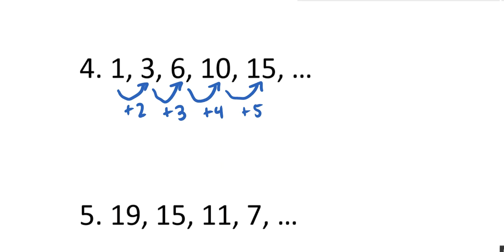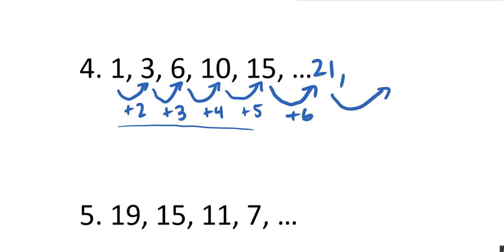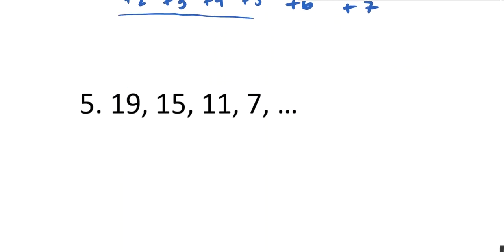And you should see that there is a pattern here. It looks like we're adding one more to get each of the next terms. So we're going to add 6, and we get 21. And to get the next term, we add 7, and we're going to get 28. All right, now you try. See if you can do the fifth one down here.